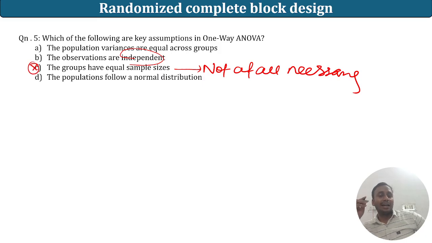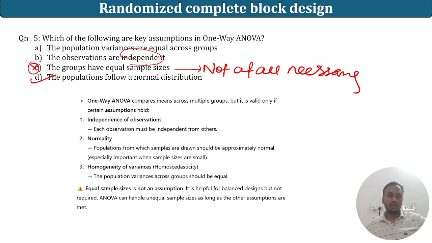Okay. And observation variances are equal across the groups. Population variances are equal across the groups. And the population should follow the normal distribution. Correct. So, one-way ANOVA compares across multiple groups, but is valid only if the assumptions hold: independence of the observations, normality, and homogeneity of the variance.